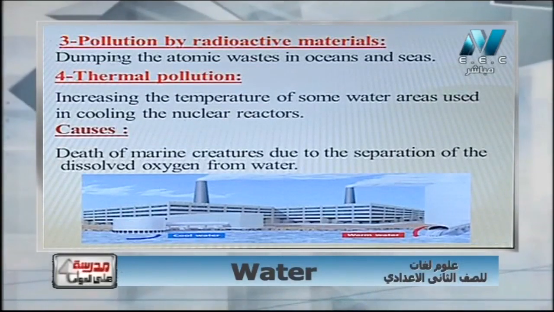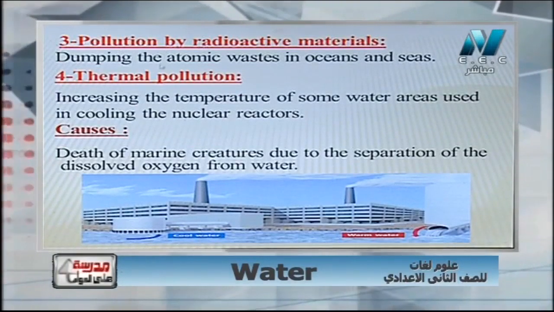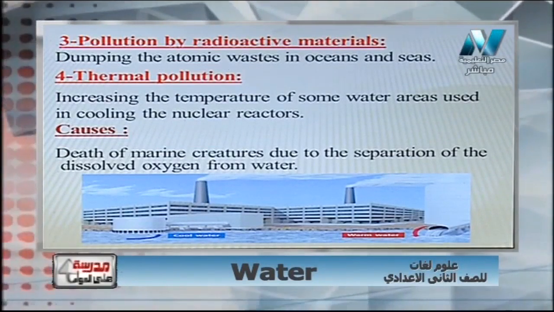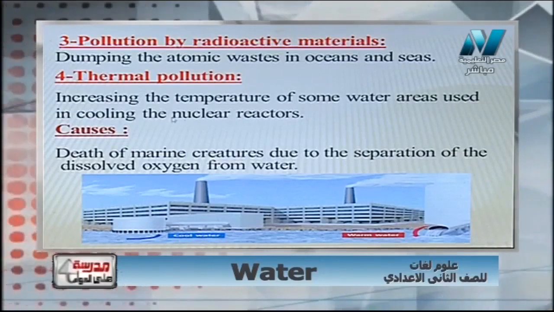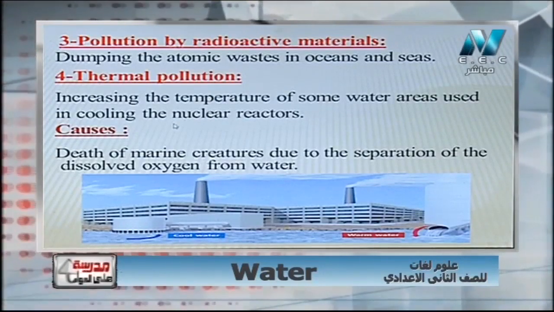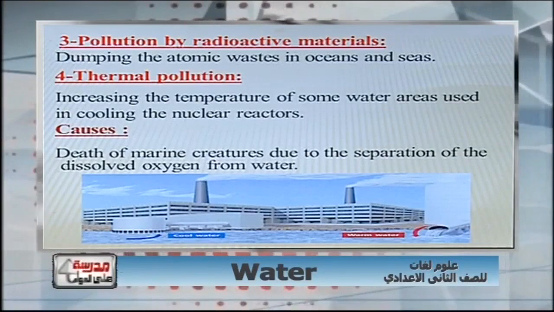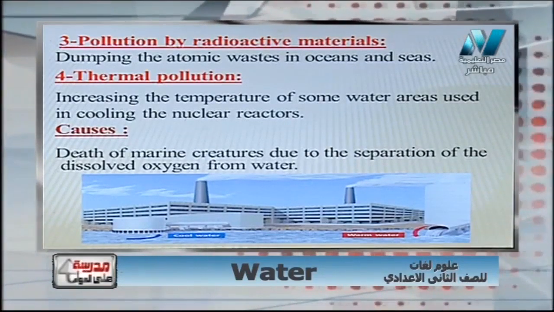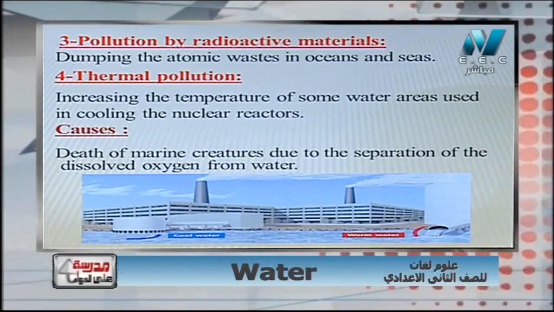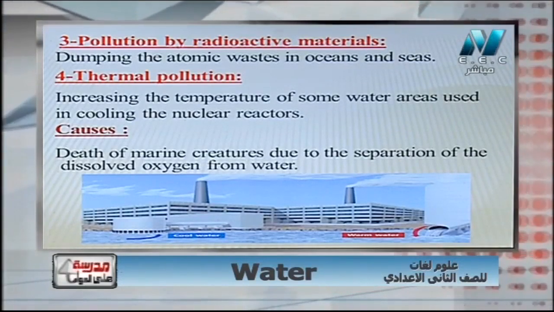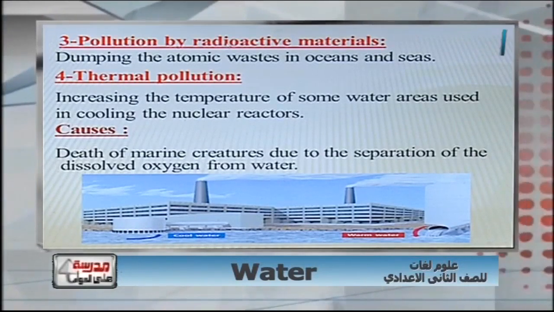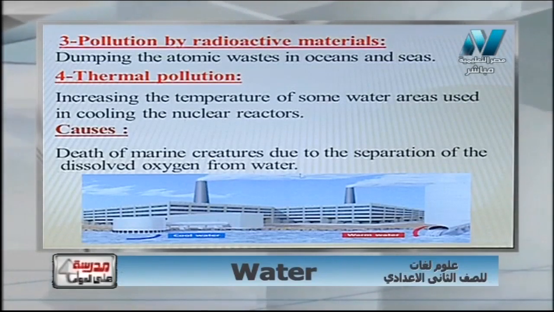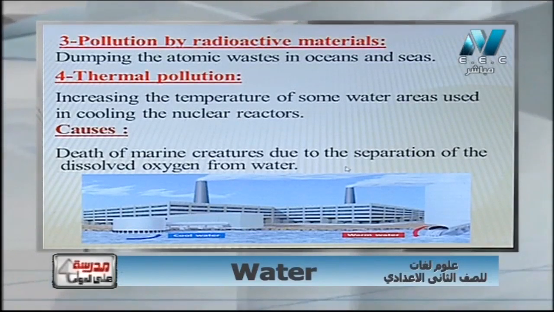The last two water pollution types: radioactive. This is due to the atomic waste in the radioactive nuclear reactor. Thermal, because the nuclear reactor uses water in cooling and dumps the water again, but with a very high temperature. So the nuclear reactor makes what? Makes two types of pollution. Makes radioactive pollution and thermal pollution, and this causes what? Death of the marine creatures.